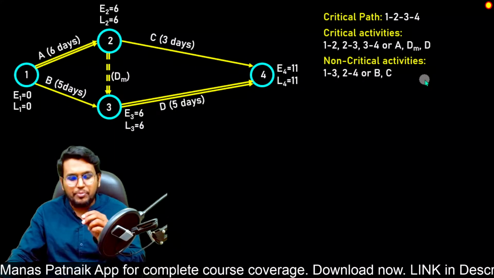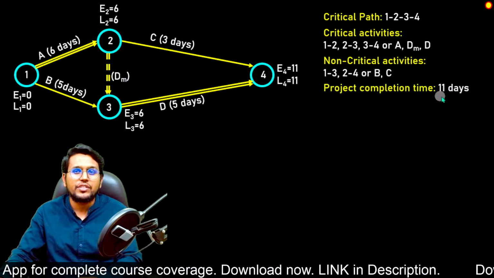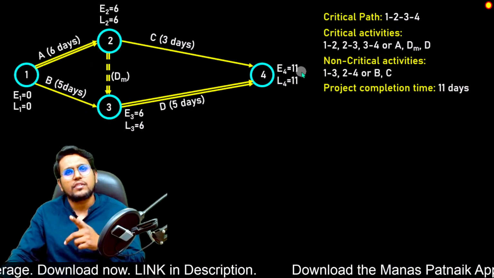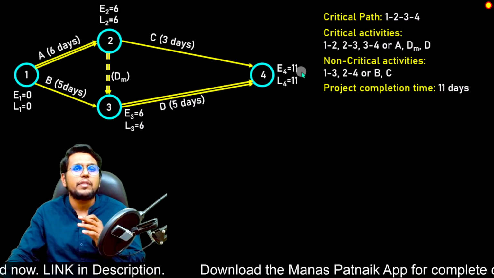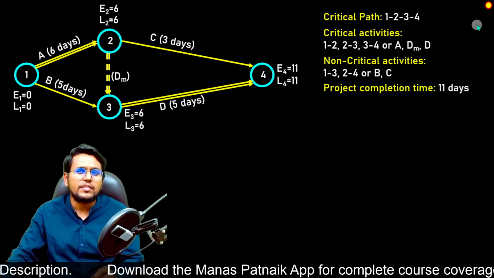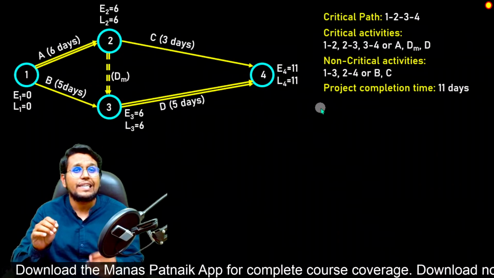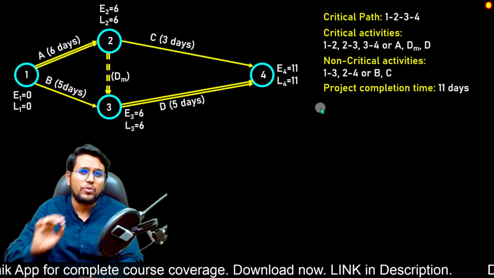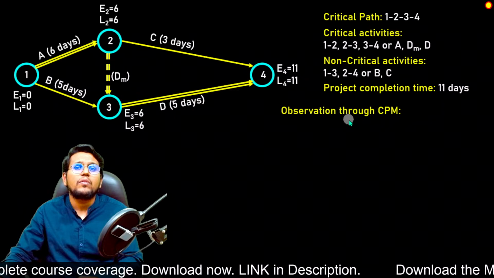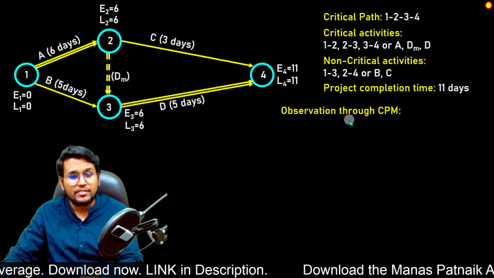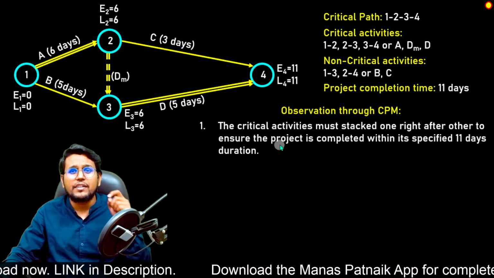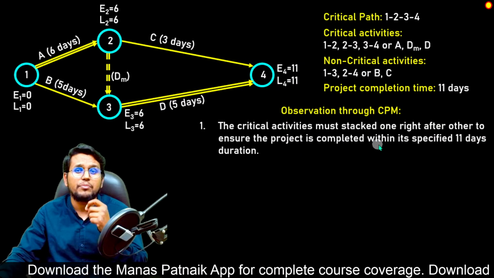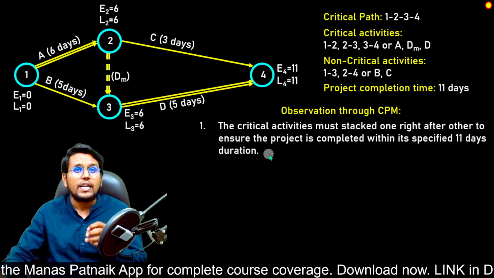Fine. And the project duration. The project completion time is 11 days. This E, earliest time we calculate, itself shows us clearly that the total completion time is 11 days. So this is what we calculate, what we find out in critical path method. Now let us understand something more. Let us observe what we got through CPM, that is critical path method. First is that the critical activities must be stacked one after other to ensure the project is completed within the specified 11 days duration.